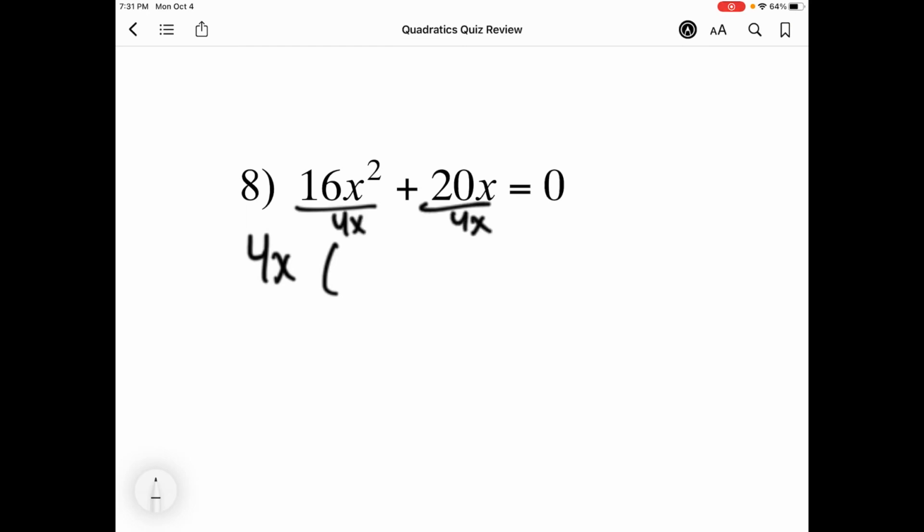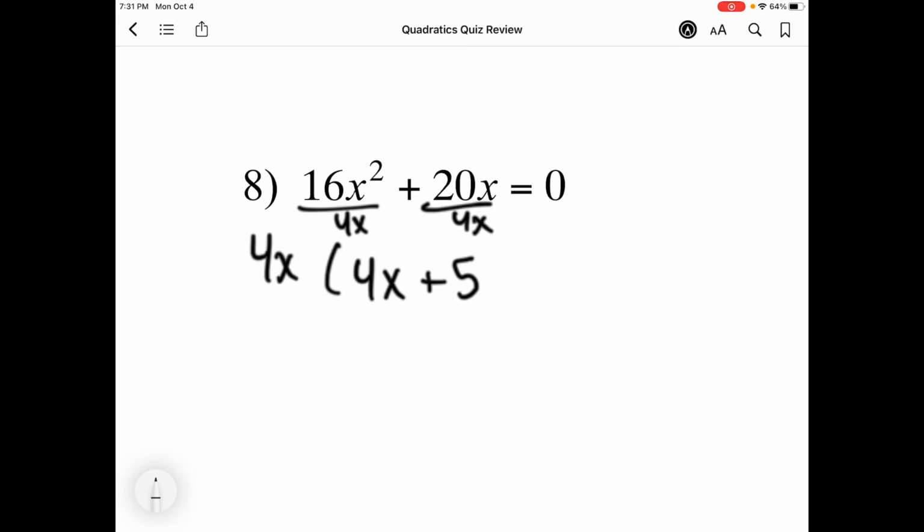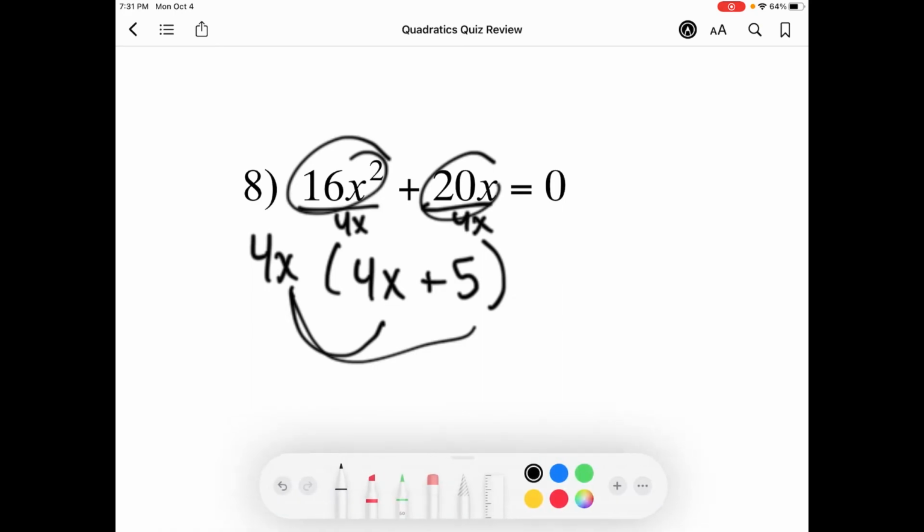Okay, so 16 divided by 4 is 4. x squared divided by x is just going to leave us with x, right? And then 20 divided by 4x, well, 20 divided by 4 is 5, and x divided by x, those cancel each other out. It's just 1. So this is what we have left. And if you wanted to confirm, you could just do 4x times 4x, which is 16x squared, and 4x times 5, 20x. So we know that we did this correctly.